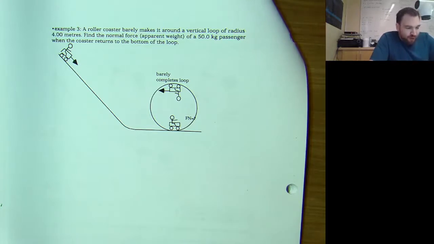Okay, a roller coaster. A roller coaster barely makes it around a vertical loop of radius 4. Find the normal force, or the apparent weight rather, of a 50 kilogram passenger when the coaster returns to the bottom of the loop. We know three things. The radius of the loop, the fact that the coaster barely makes it around, and that the mass of the rider is 50 kilos. That's it. That's all we've got.